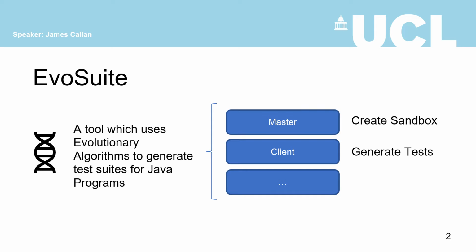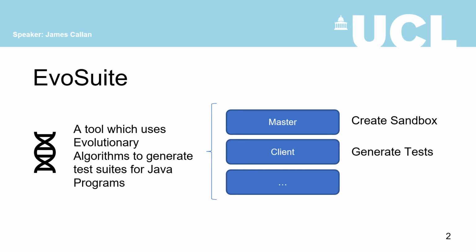EvoSuite is split into different modules which are responsible for different things. There are a number of side modules for things like plugins and creating a runtime jar. However, the two main modules that we're interested in are the master module and the client module. The master module is responsible for parsing the user's command line input and creating an environment in which test generation can happen safely. To do this, the master creates a sandbox. The sandbox allows tests to be generated freely and without any risk to the environment around them. The master creates this sandbox and within it spawns the client process, which is responsible for the actual test generation.